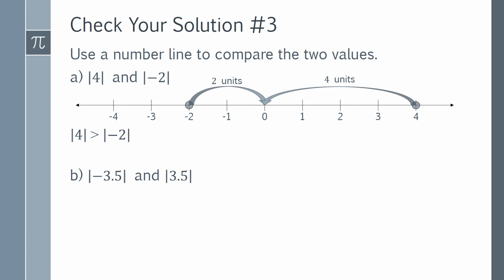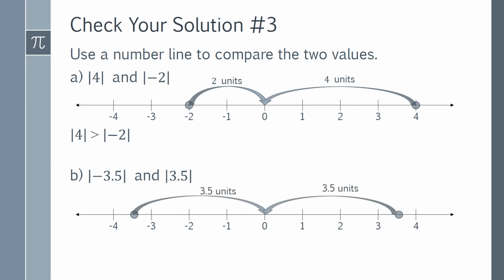Now for part B. Once again, we can draw a number line and plot our 2 points at 3.5 and -3.5. Now we find the distance to 0, and we see that both of these numbers are 3.5 units away from 0. So the absolute value of -3.5 equals the absolute value of 3.5. They are both 3.5 units from 0.